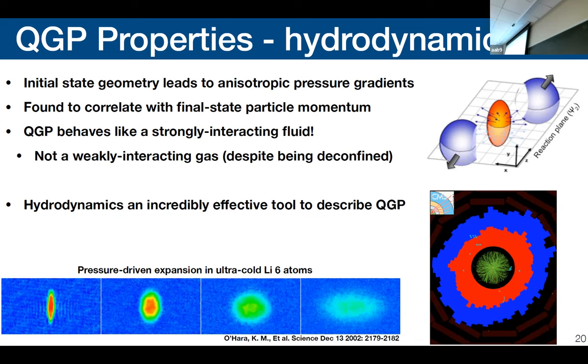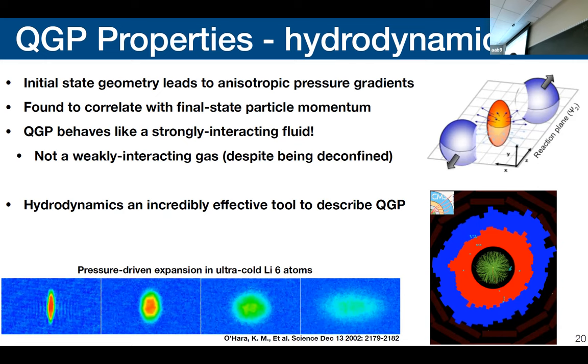So essentially what we're saying is that the Quark-Gluon plasma behaves like a fluid. It can be described by hydrodynamics, and it does not behave like a weakly interacting gas, which is not trivial because, as I said, the QGP is deconfined. So there could be an expectation that it's somewhat weakly interacting. But even though we manage to deconfine the quarks and gluons, they still interact with each other very, very strongly. And so this type of pressure-driven expansion, although we see it in this lithium-6 event, we can actually see it very clearly in our event displays here.